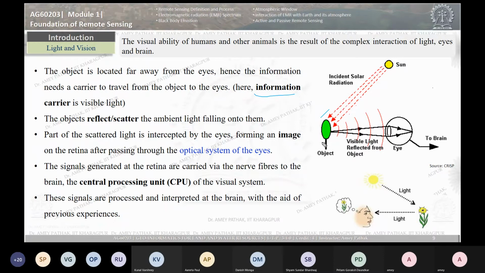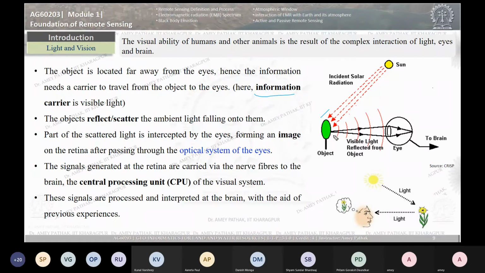So information means what this object is. Depending upon how much light is reflected by this object, based on that only we come to a conclusion that this is a tree, or this is a building, or this is a football. If there is no light, we are not able to see. If the light is not being reflected by that object, then we cannot say what kind of object that is. So we need an information carrier.